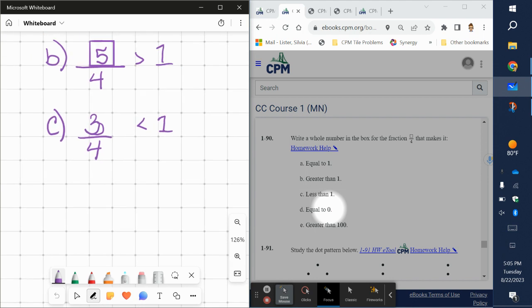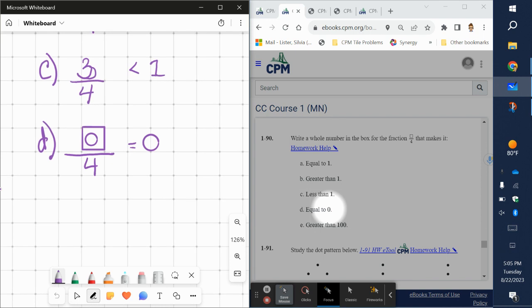Holy moly. If I want to set it equal to 0, well, that means if I have 4 groups I need to split it up into, and I want every group to get 0, that means I get 0 to start with. So if I have 0 things split up into 4 groups, each group gets 0.